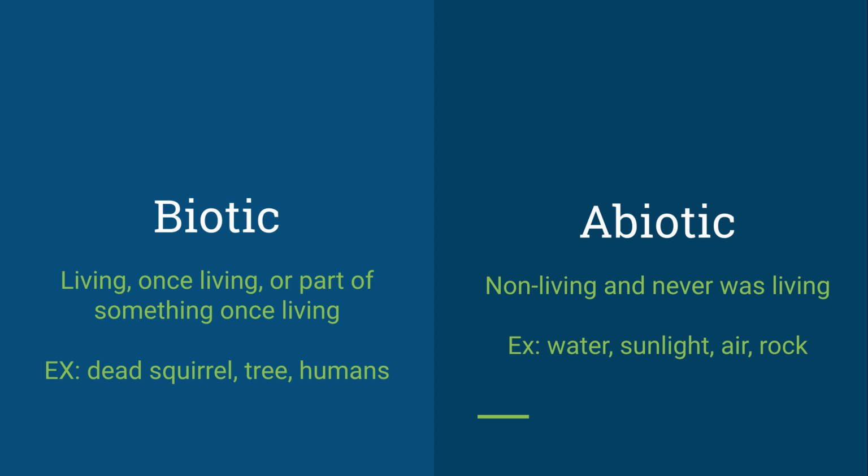Biotic: living, once living, or a part of something once living. Example: dead squirrel, tree, humans. Another example of this could be hair or a deer antler, or if you clipped your toenails, gross, but still biotic. Abiotic: non-living and never was living. Example: water, sunlight, air, rocks.